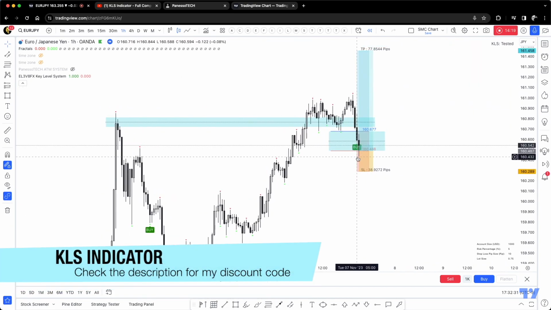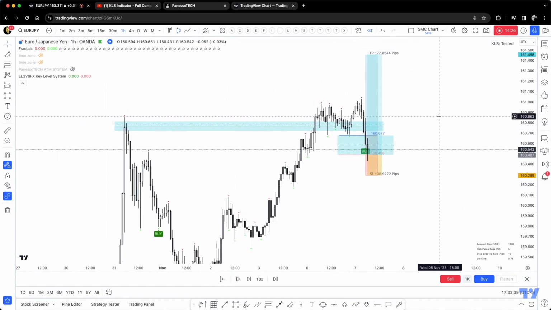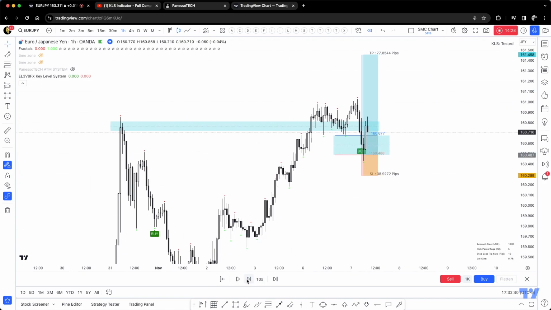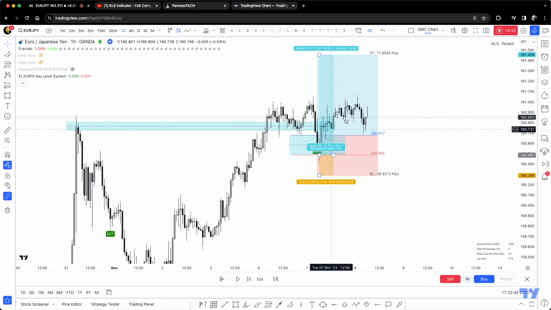I see a lot of displacement to the downside. This move was very strong. What time was it happening? Around 4, 5 in the morning. This is the London session. Let's see what's going to happen there. Price actually stood up. And look at that.